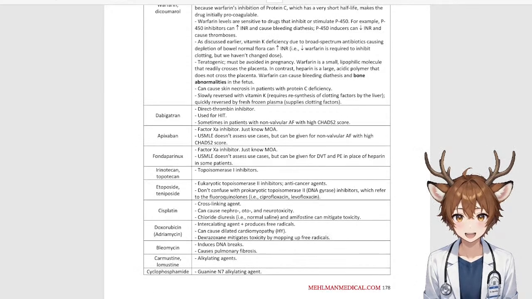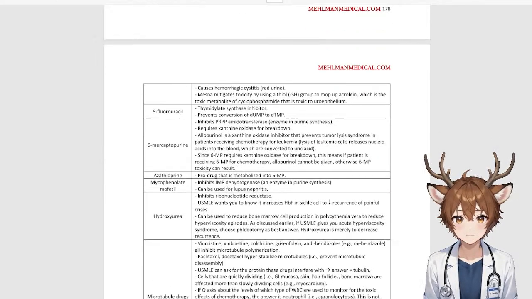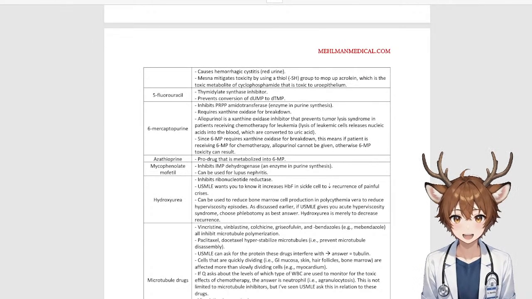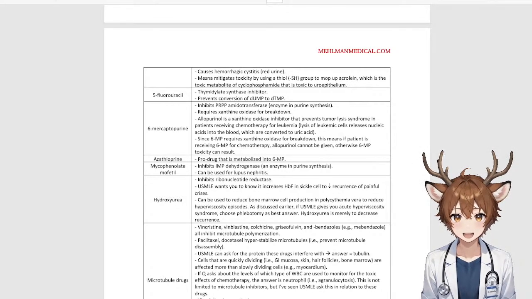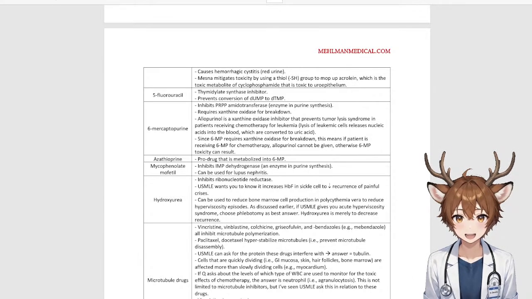What about cyclophosphamide? Cyclophosphamide is a guanine N7 alkylating agent. Causes hemorrhagic cystitis, red urine. Mesna mitigates toxicity by the use of a thiol SH group to mop up acrolein, which is the toxic metabolite of cyclophosphamide that is toxic for uroepithelium.